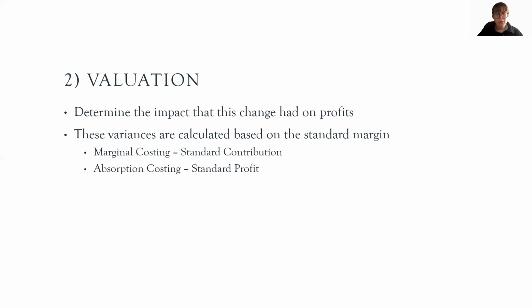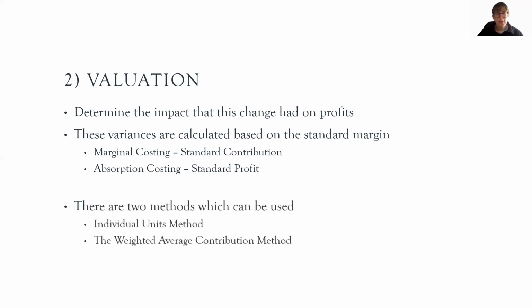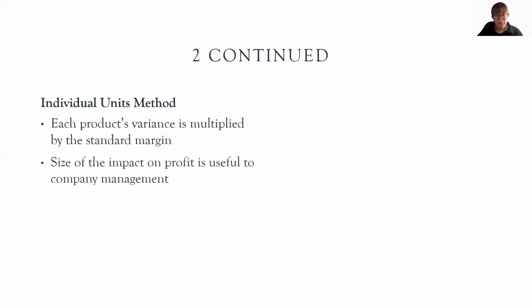And just to confuse you even further, there are two methods that can be used when we calculate this. Some businesses may choose to use the individual units method, whilst others will choose to use the weighted average contribution method. So if we use the individual units method then, essentially we are saying that each product's variance is going to be multiplied by the standard margin. The size of the impact on profit is going to be useful to company management, and it is going to be in direct proportion.